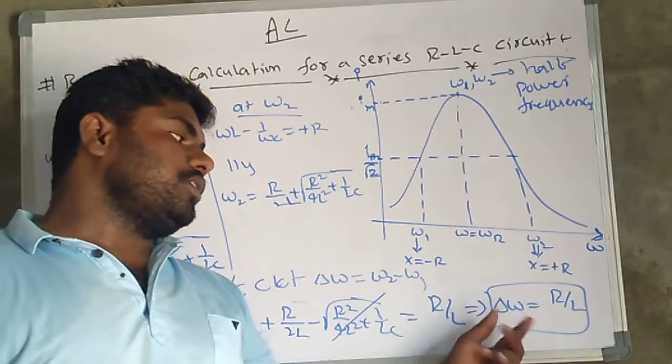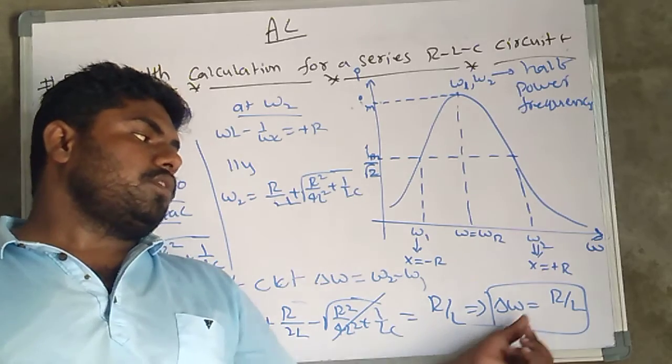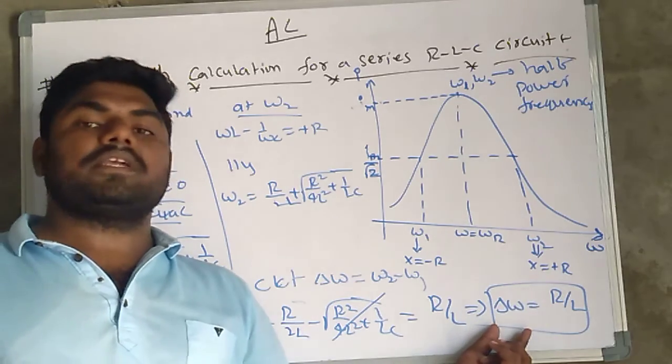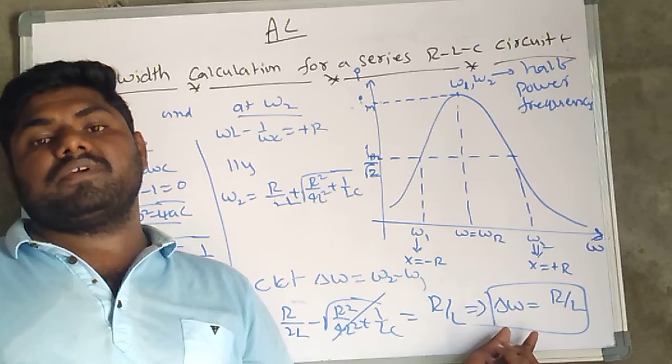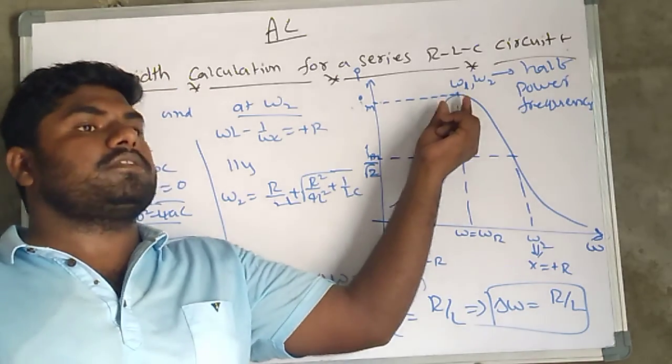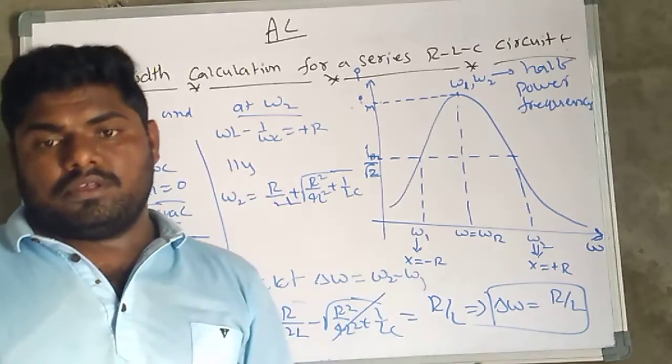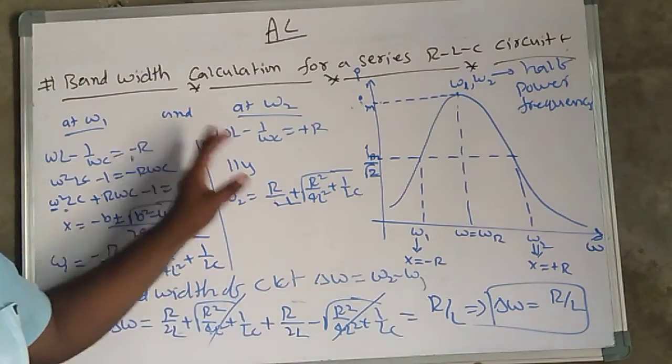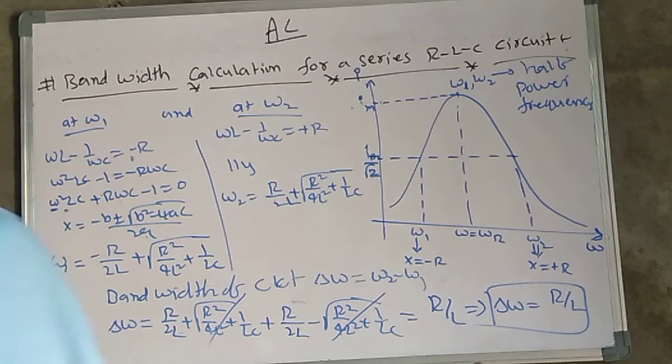If the L value increases, bandwidth decreases. If the R value increases, bandwidth also increases. Based on this, the sharpness also depends. So based on this, we are going to discuss more in the next sheet.